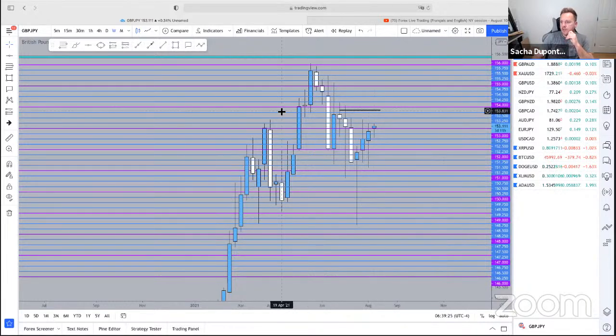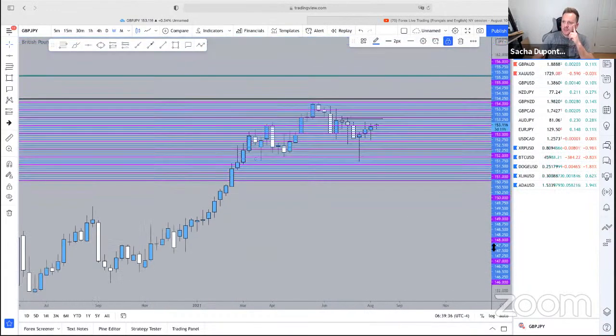Looking at the weekly, we are still on the bearish retracement until we break this high. So far we are still on the bearish retracement, but overall this is a bullish trend, right?